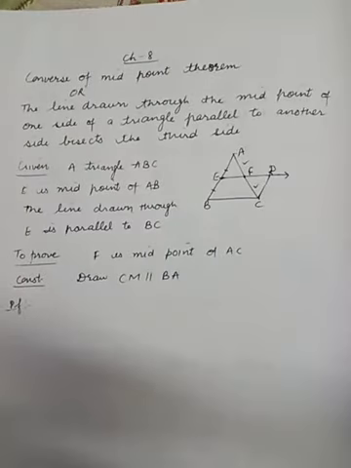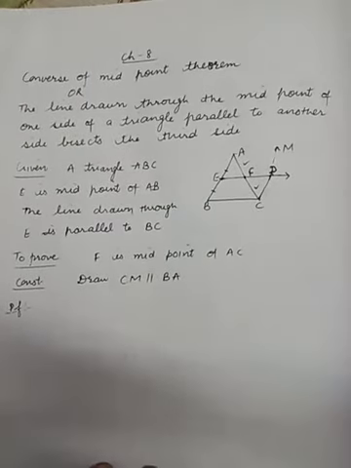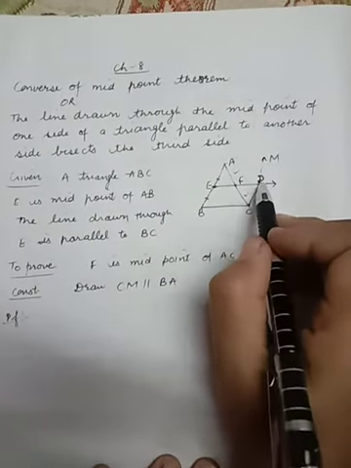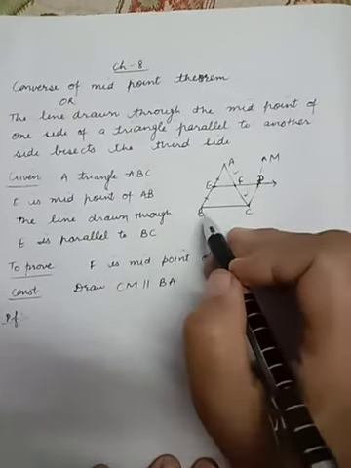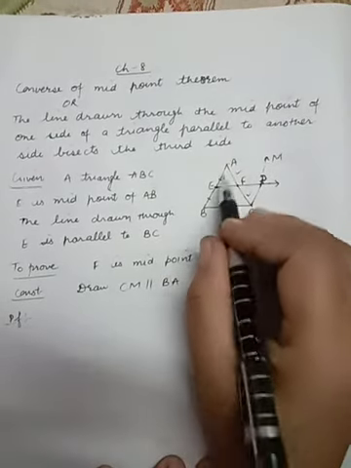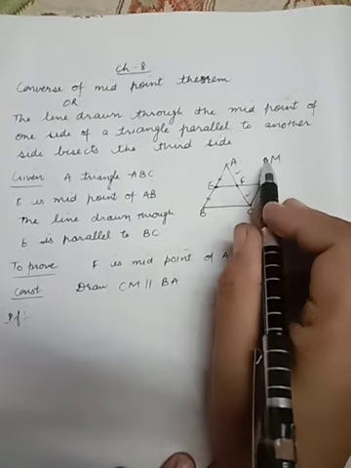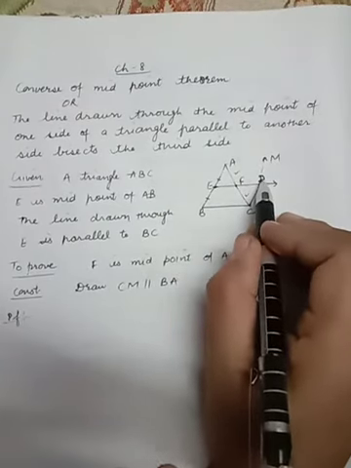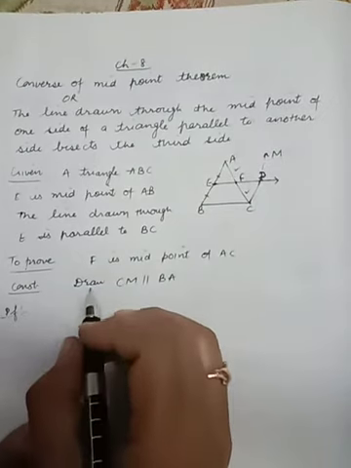Now let us start the proof. Or we can say this line CM we can produce, and this line CM is parallel to BA. We have done the construction. Draw CM parallel to BA, and on producing, the EF line cuts this line at D. Now let us start the proof.